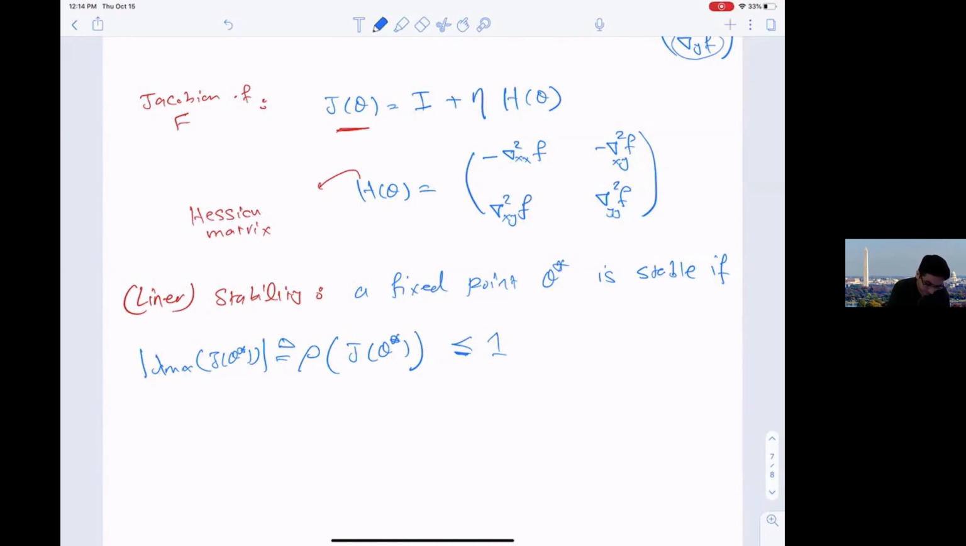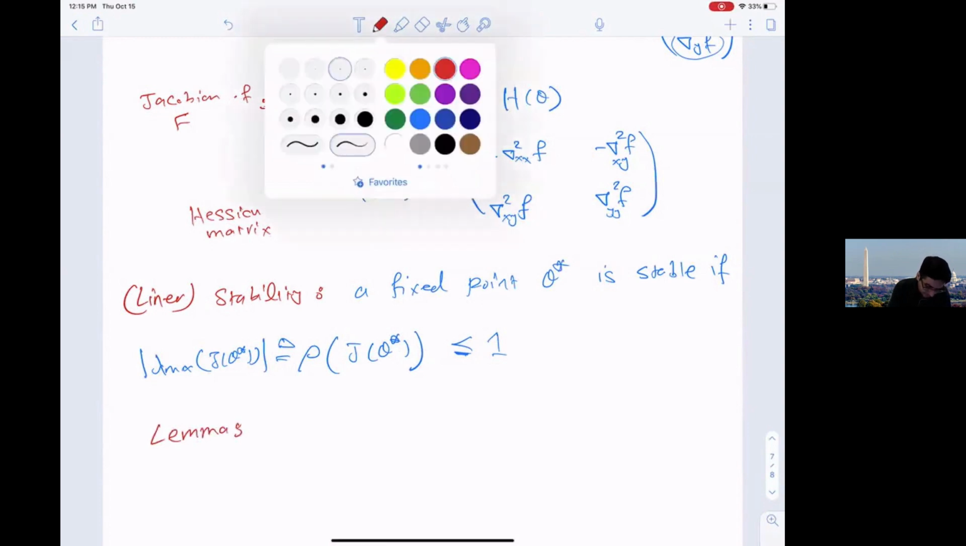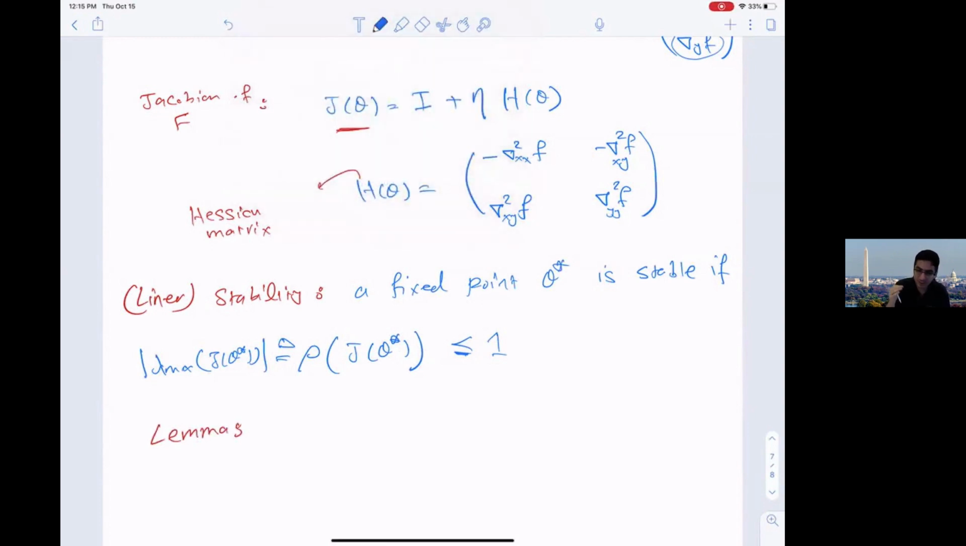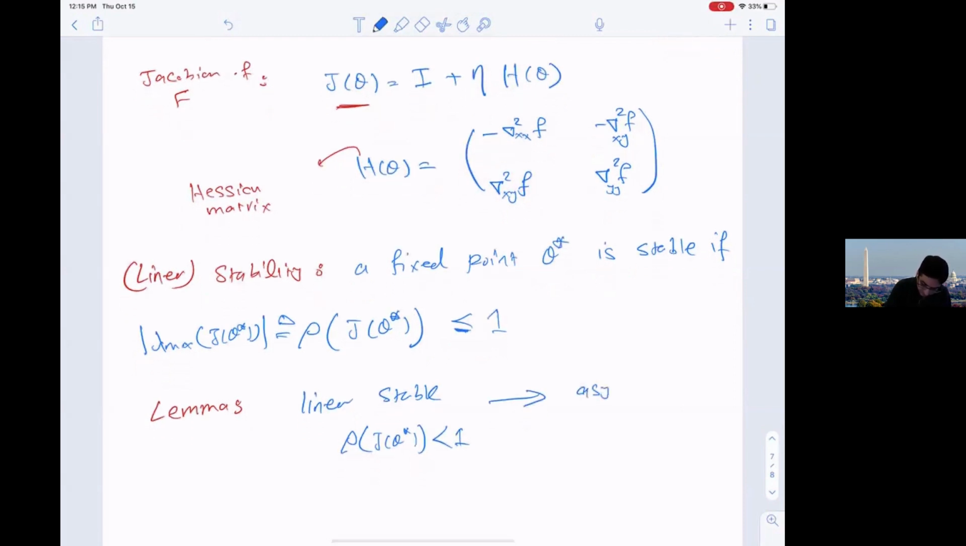The energy of that eigenvector will not shrink when I'm applying this function multiple times. So there's a kind of trivial lemma: if you are linearly stable, and your spectral radius is strictly less than 1, then it immediately corresponds to asymptotic stability. So you will basically get asymptotic stability for free.